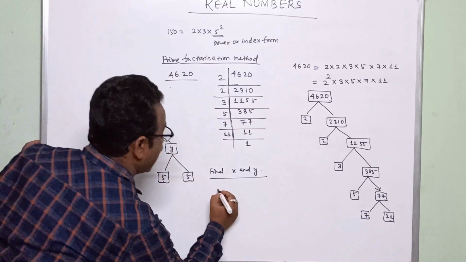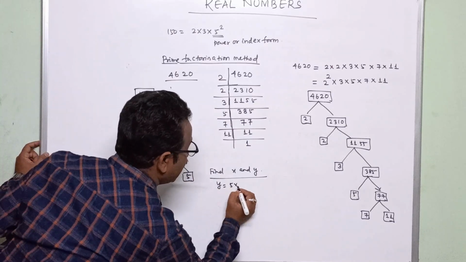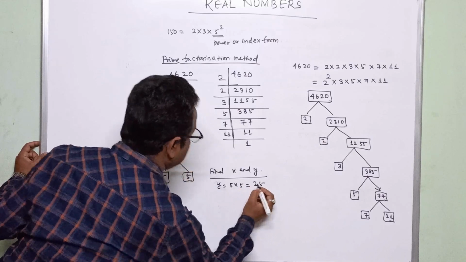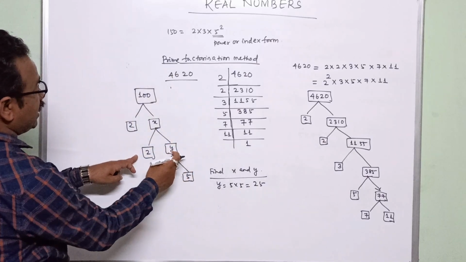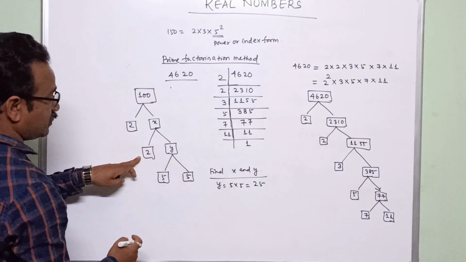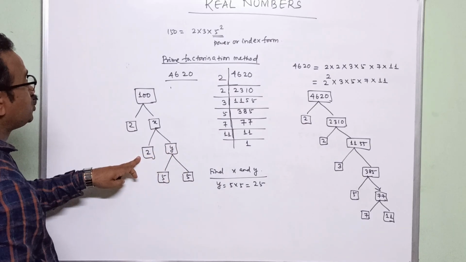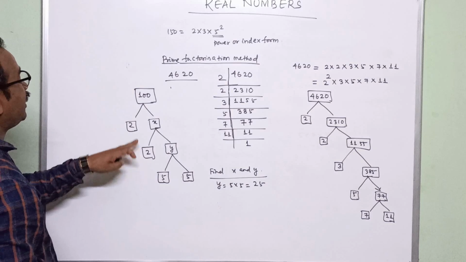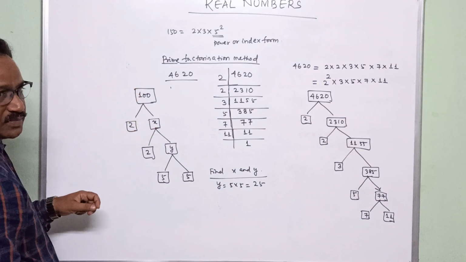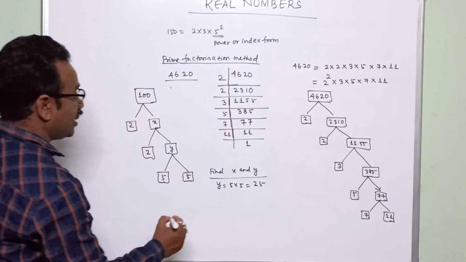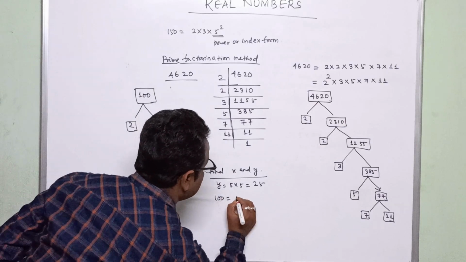5 into 5 is 25. So y is equal to 5 into 5, which is 25. Now x is equal to 2y. And 100 is equal to 2x.